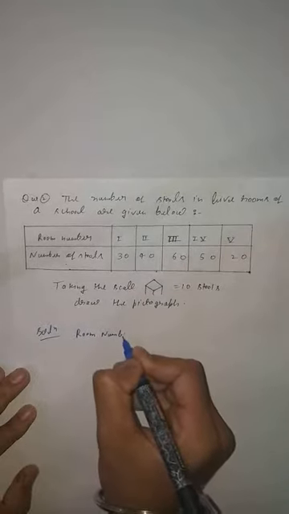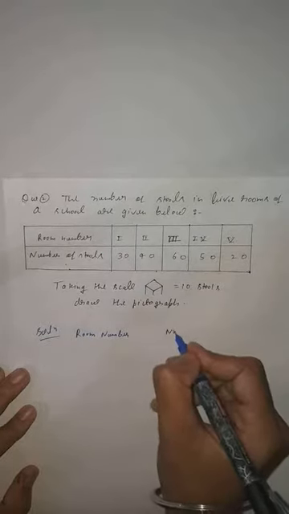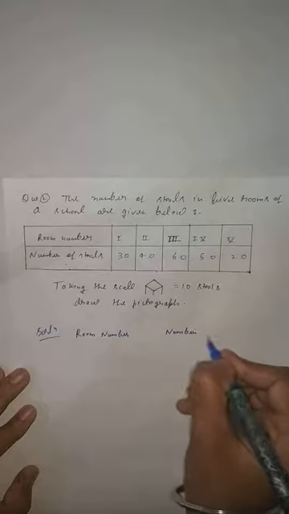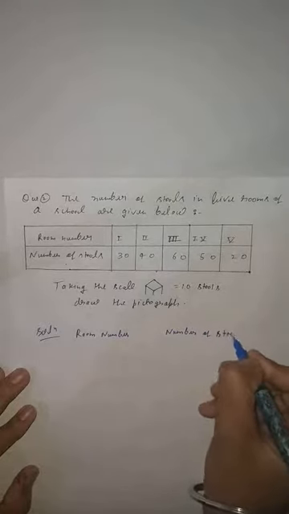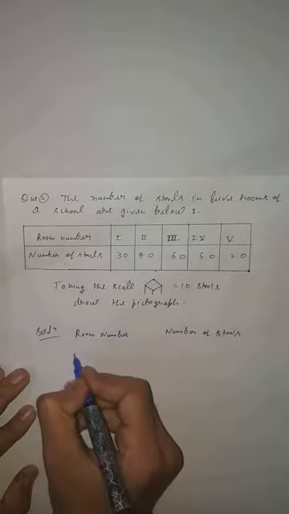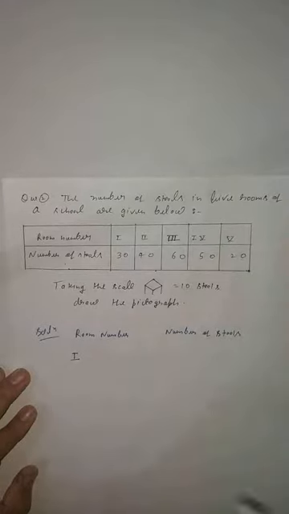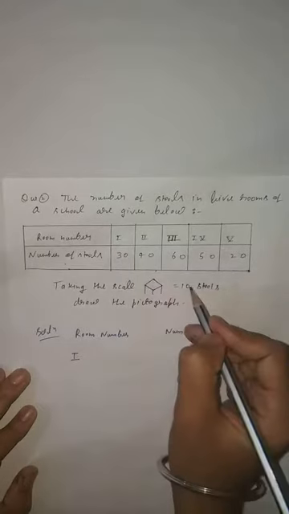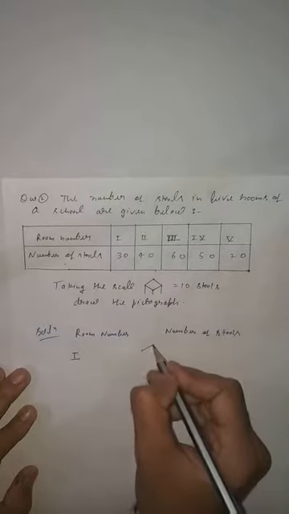Room number. Clear, students? Here you will write the number of stools. Clear? Acha. Now room number 1. Room number 1 is given. How many stools are there, students? 30. So for 30, you know that 1 stool represents 10. So for 30, 3 stools you will draw.